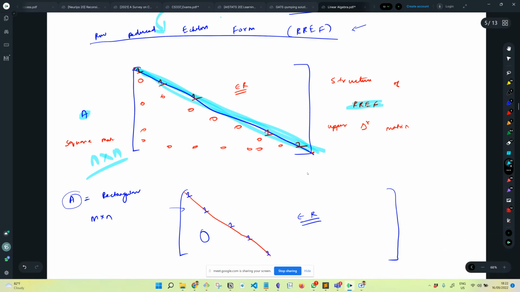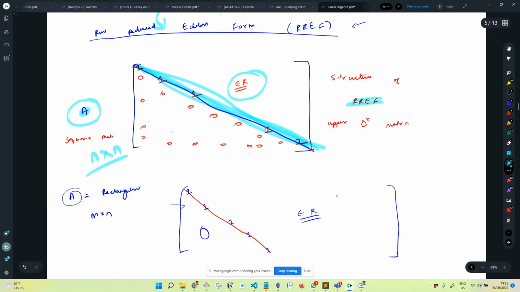Okay. So were people able to follow me by what I mean by RREF form? We call a matrix A in RREF when the entries along the leading diagonals are one, entries below the leading diagonal are zero, and above the leading diagonal can be any real number. Okay, so this is the story when A is a square matrix.